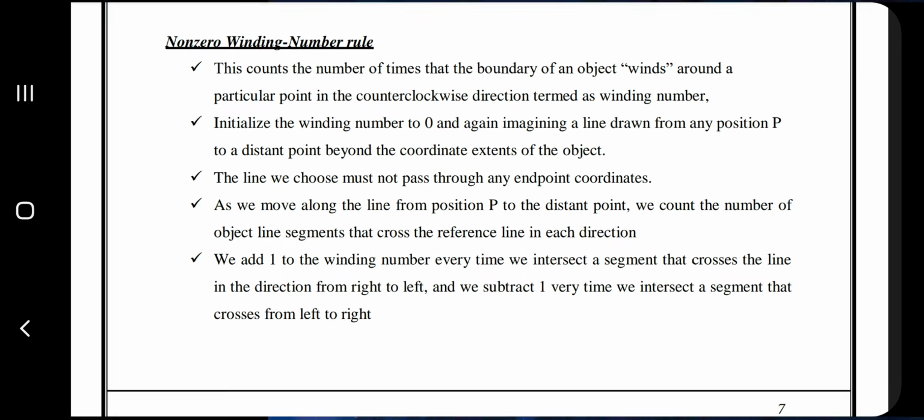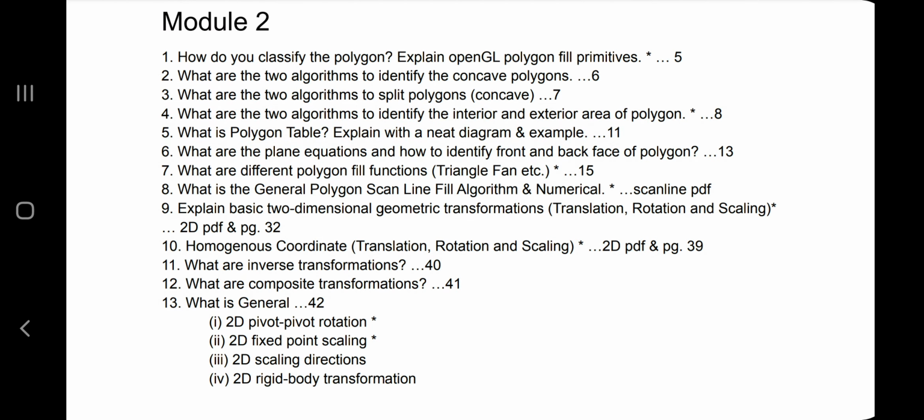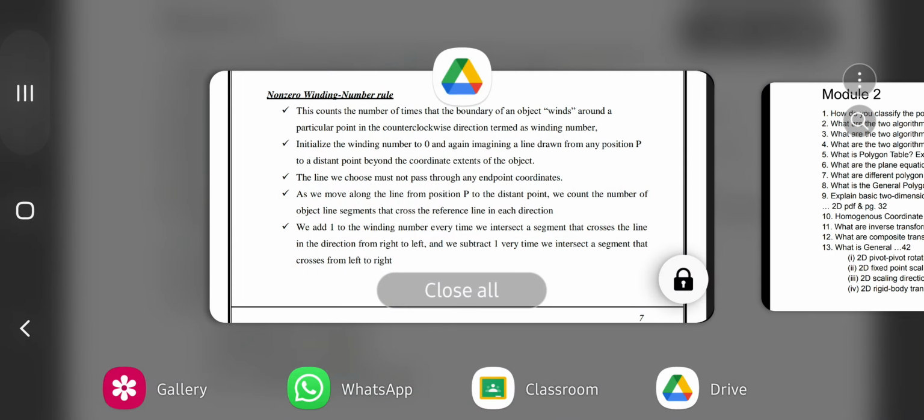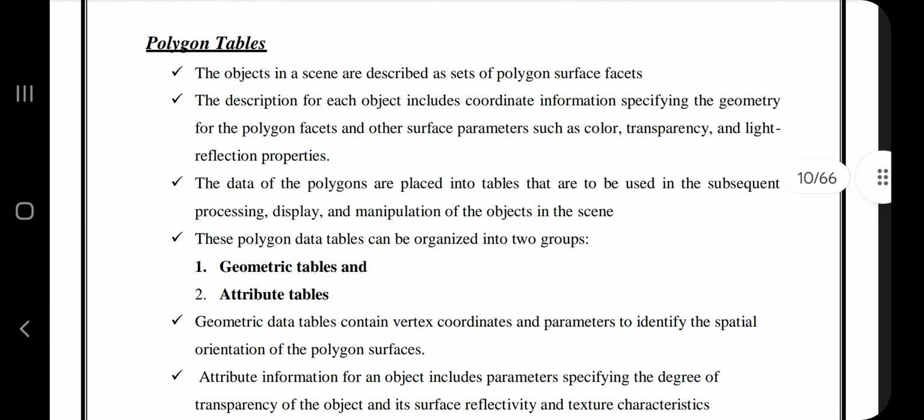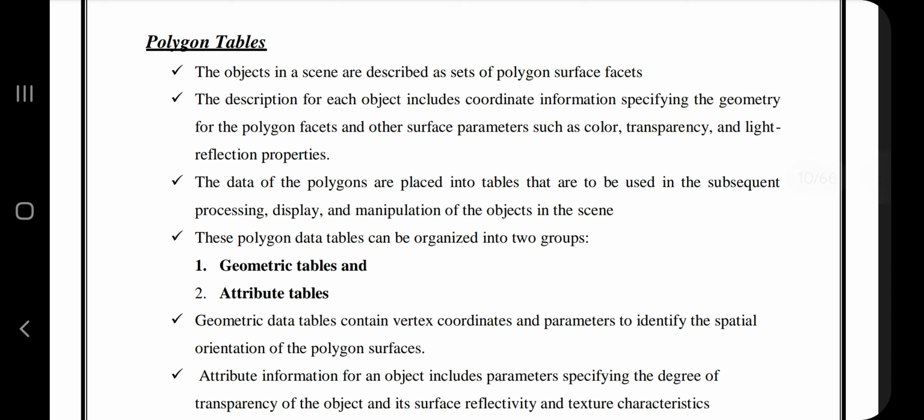Okay. Moving on, we have the next question, which is what is the polygon table, and explain with a neat diagram and example. So what is polygon table? I'll just give a brief overview since it's not a much repeated question. So this is the polygon table. In the polygon table, it can be categorized into two groups: geometric table and attribute table.